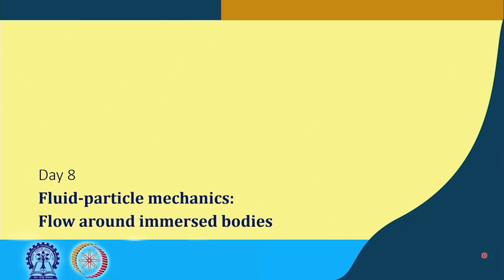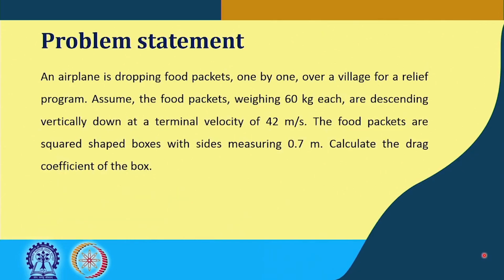So, we focus again back to the flow around immersed bodies, and let us say a problem statement says an airplane is dropping food packets one by one over a village under a relief program, and assume that the food packets weighing 60 kg each are descending vertically down at a terminal velocity of 42 meter per second. The food packets are square in shape and each side measures 0.7 meter. So, calculate the drag coefficient of the box.